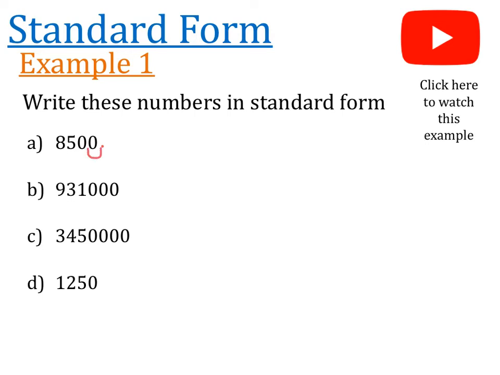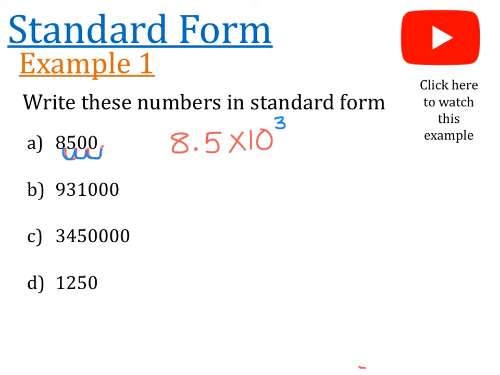So it moves here, that's 1, but 850 is not between 1 and 10. If I move it again, that's 2, but 85 is not between 1 and 10. And then if I move it one more time, I get 8.5. And 8.5 is definitely between 1 and 10. So I have 8.5 times 10 to the power of, let's count how many times this moved. It moved 1, 2, 3. So 10 to the power of 3. All right, question B.